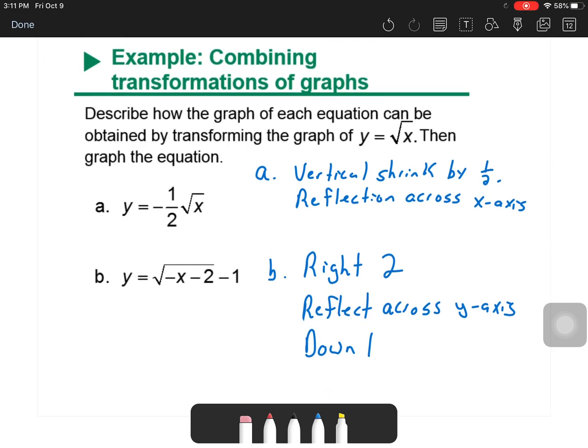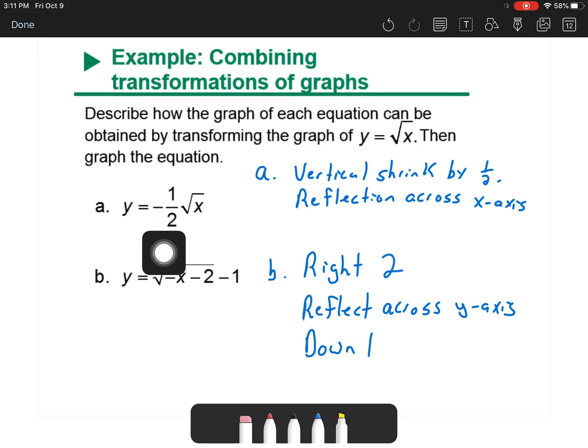Okay, on this one it says, describe how the graph of each equation can be obtained by transforming the parent graph of y equals the square root of x, and then graph the equation. So what we see here, I kind of left the work here, but since we have a multiplier in front, that's going to be a vertical either stretch or shrink.